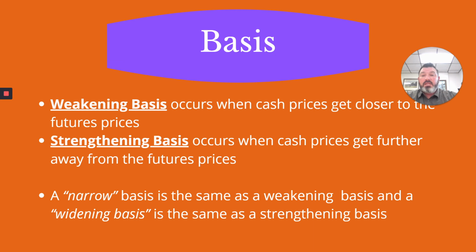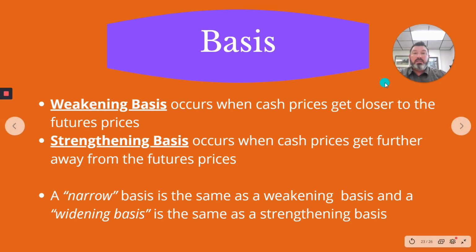Same thing, more terminology. A weakening basis means the cash price is getting closer to the futures. And depending upon the time and supply and demand, and how much grain they're trying to attract into the marketplace, maybe how much they anticipate for a harvest crop, you may see a weakening basis where that local price gets a little closer to futures, and eventually maybe even an inverted market.